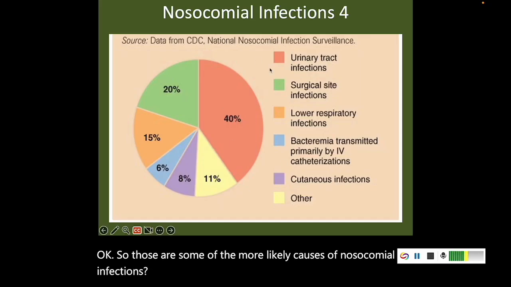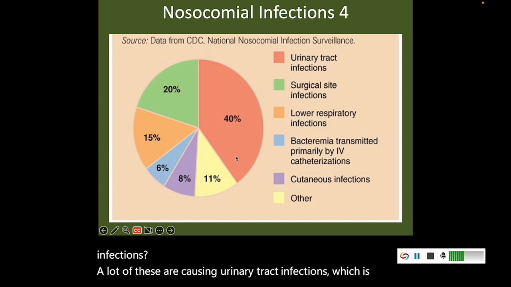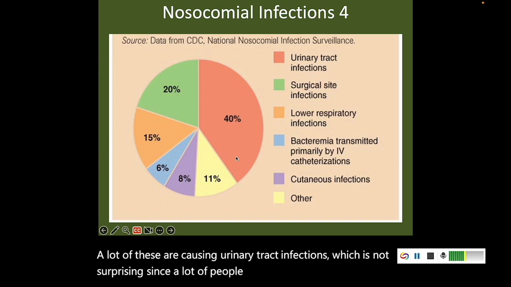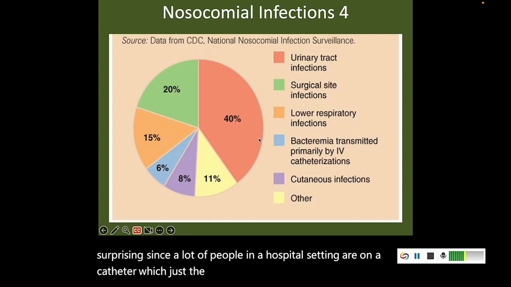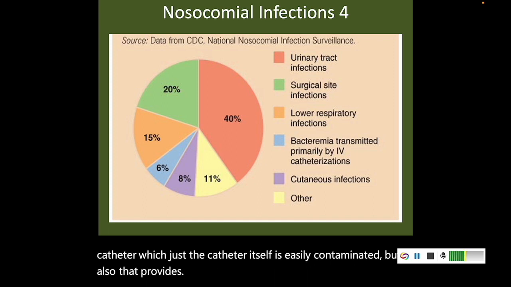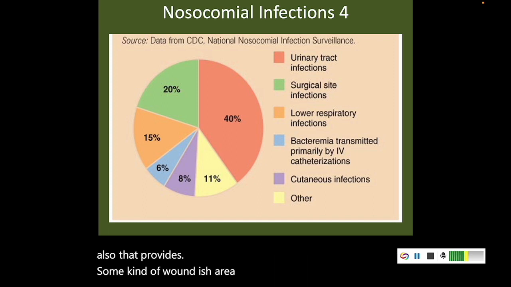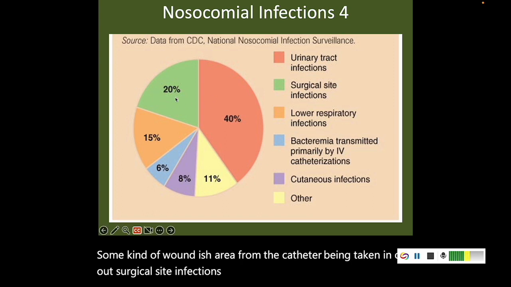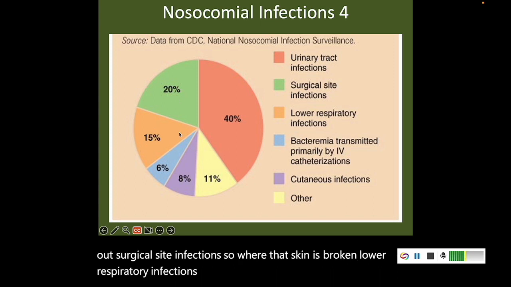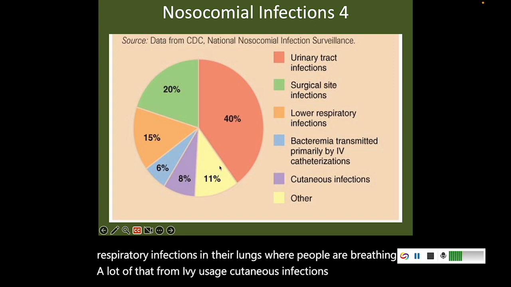A lot of these are causing urinary tract infections, which is not surprising since a lot of people in a hospital setting are on a catheter, which is easily contaminated itself, but also provides some kind of wound-ish area from the catheter being taken in or out. Surgical site infections, so where that skin is broken. Lower respiratory infections in their lungs where people are breathing in. Bacteremia, a lot of that from IV usage. Cutaneous infections, so within their skin, and then just other stuff.